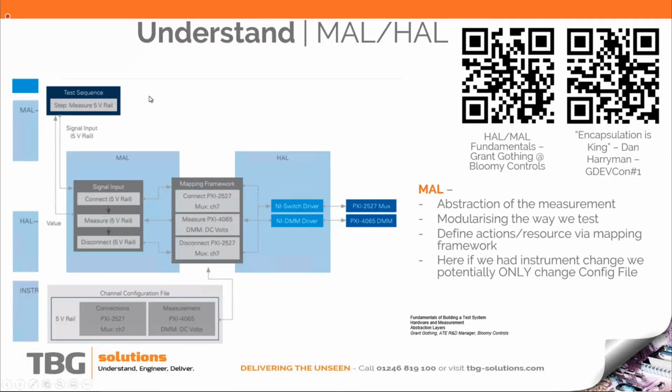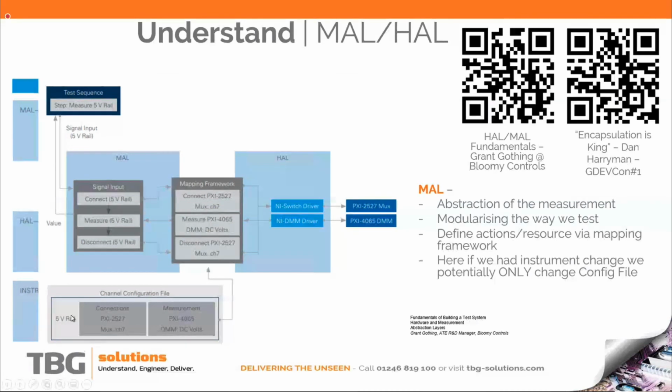In the test sequence, we've got a step where we need to measure a 5-volt rail. So we have the measurement abstraction, where we know that the signal input we're calling is going to be a case of connecting a 5-volt rail, measuring a 5-volt rail, and then disconnecting the 5-volt rail. But what hardware are we using for that? That's where the mapping framework and the configuration file come in.